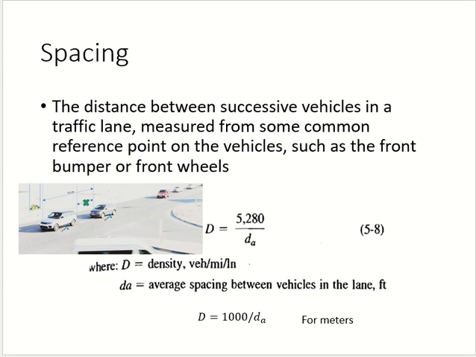Clear? Okay. If you try to use it without conversion, one of these numbers will be very, very small. Either the density value will be very small or the spacing will be very small. So we are avoiding this. And when you have the spacing in meters, the density will be in vehicles per kilometer. Okay, so meters, kilometer. For miles, 5280 feet and mile. Feet, mile. Clear, everybody?